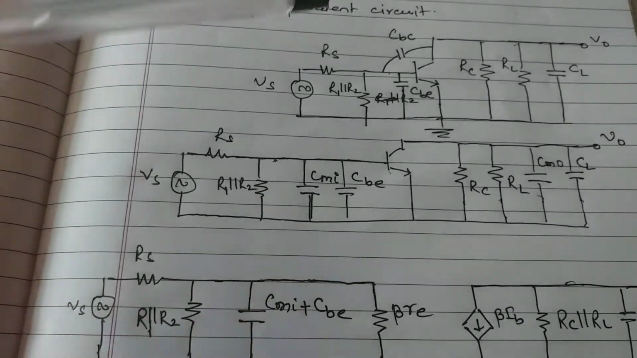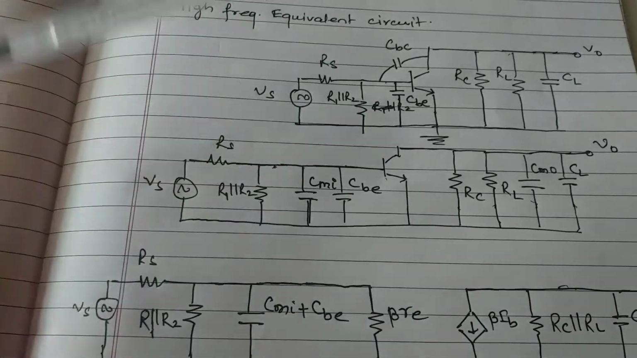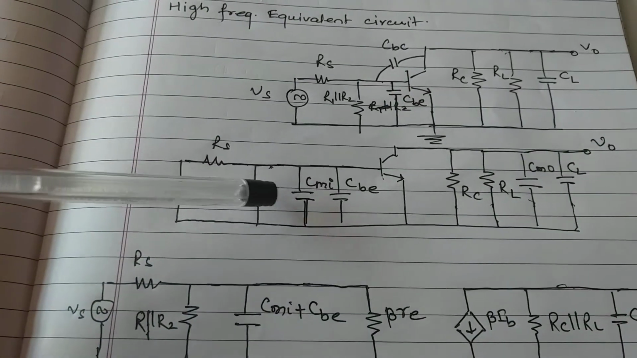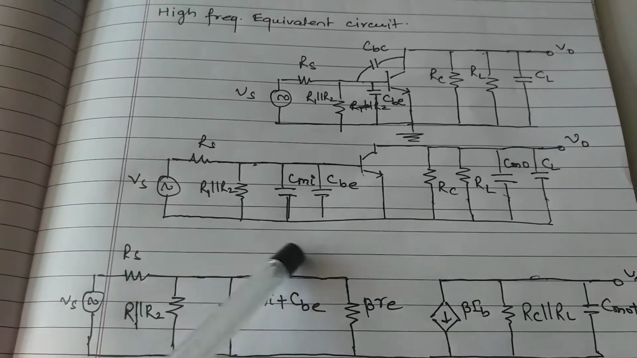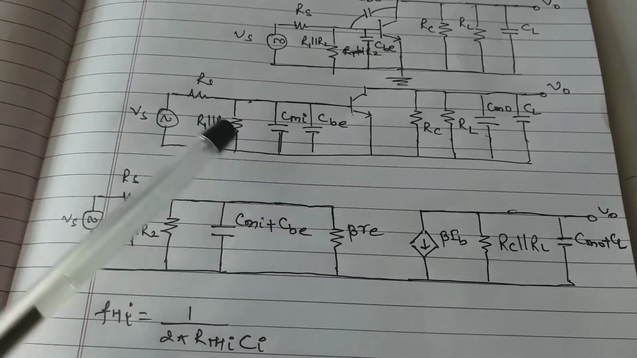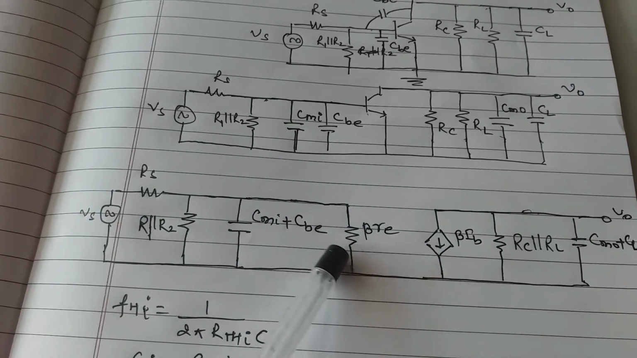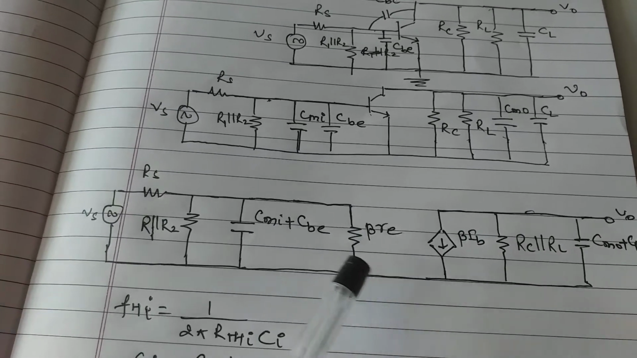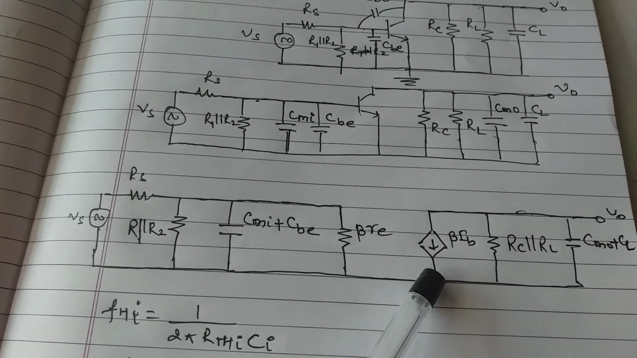So now again we have redrawn the circuit. Again this CBC is split into CMI, Miller's input capacitance, and CMO, Miller's output capacitance. So we have this circuit. Then we have redrawn the circuit by replacing the symbol of transistor by its equivalent circuit, beta RE and beta IB. This also you know very well.